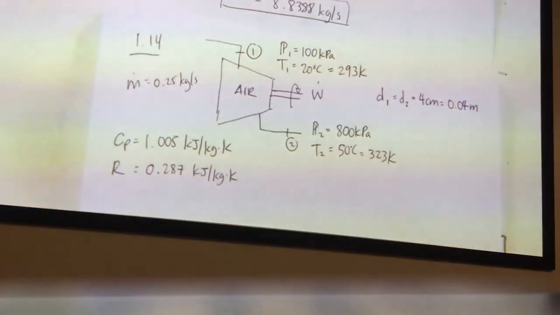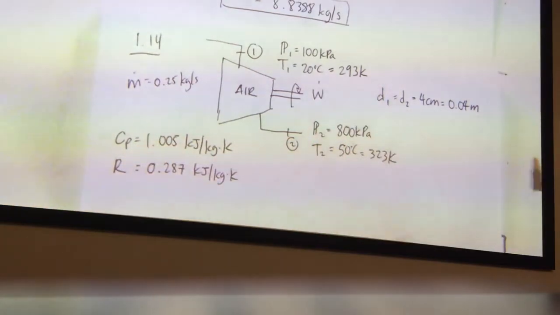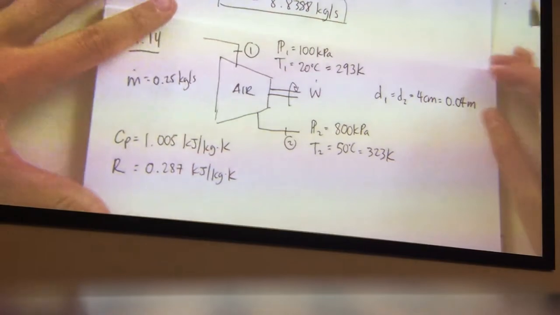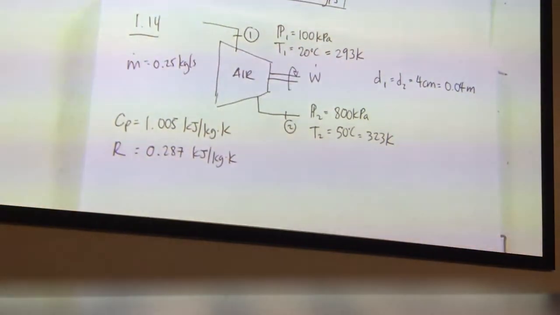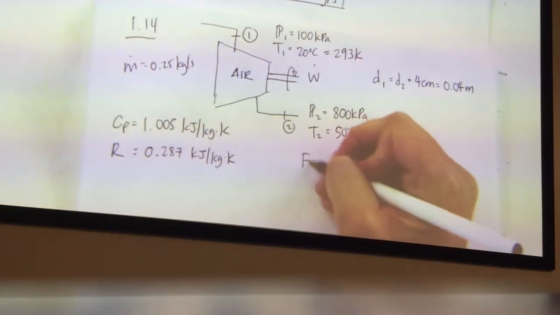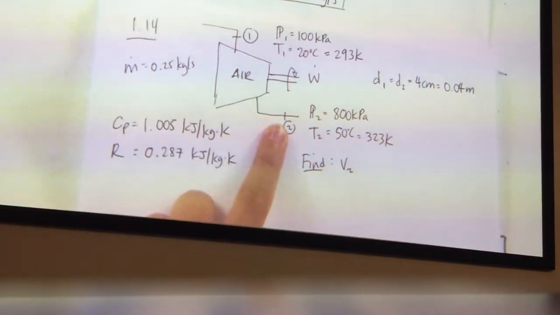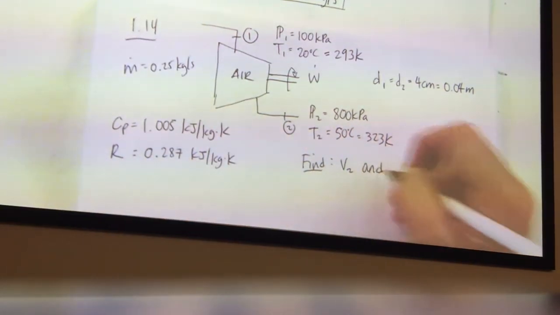As we notice here, when you set up your problem, it's always good to put all the units in the same system, so that whenever you start plugging in, you don't get the wrong number. So what do we want to find? We want to find the velocity at two, what velocity is coming out here, and also the work.